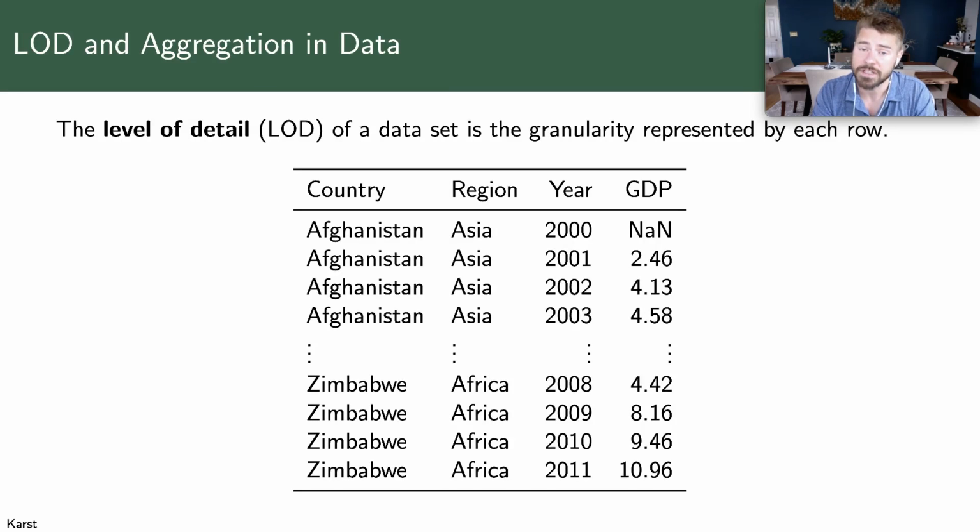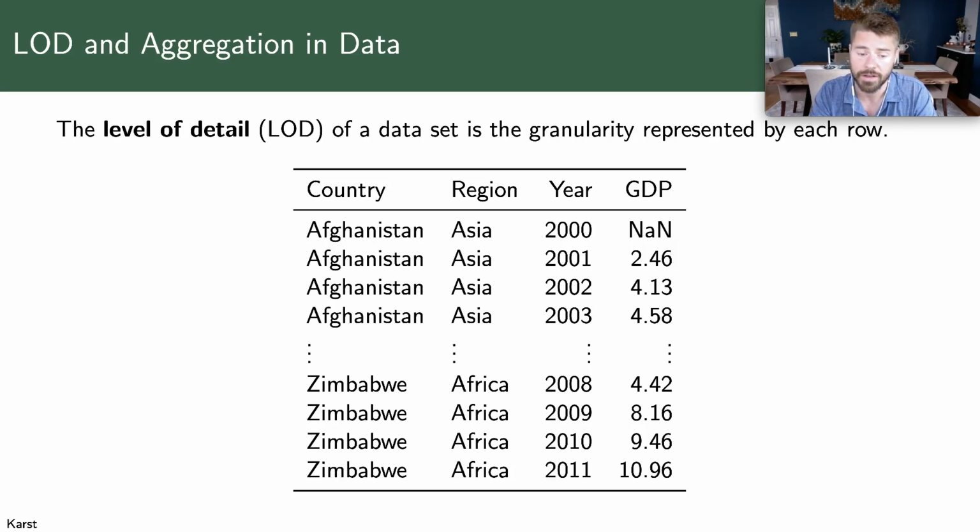So the level of detail, if we're going to define it more rigorously, is the granularity represented by each row. So it really is, what is each row actually representing? In this case, I've pulled a small piece of the world indicators data set that we've been using. And in this particular data set, the fundamental meaning of each row is the value or the state of a country in a particular year.